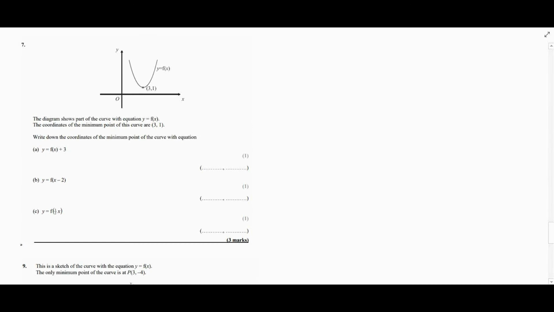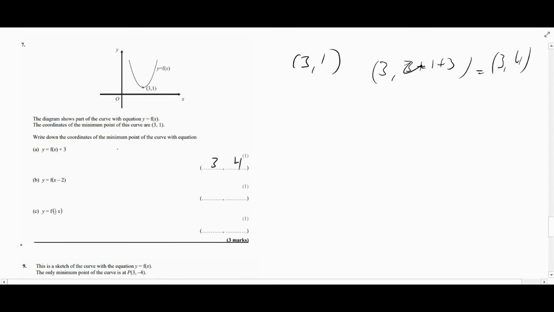I want you to think similarly to the previous one, but now it introduces 2 new transformations, and wants you to think about what happens to the points. So take the minimum point, a point 3, 1, and think about how this point changes. We've already covered that adding 3, all you do is add that number to the y portion. So 1 plus 3 is 4. That's why this would be 3, 4. You're just shifting it up.